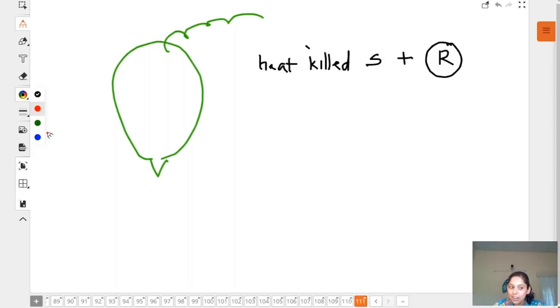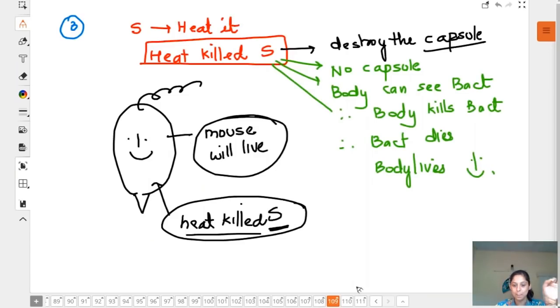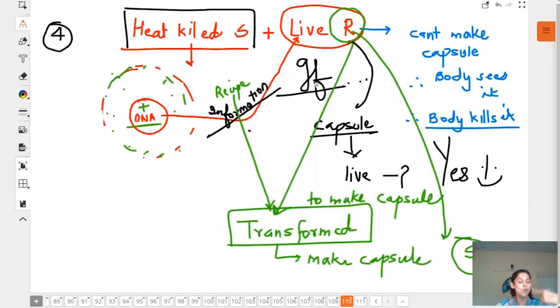Is that clear? So let's quickly revise it. Fast. Let's start with the first one. First one, you give mouse R strain, mouse lives. S strain, mouse dies. Heat killed S, capsule gone, mouse will live. Heat killed S plus R, R is getting transformed, R is receiving information, R is becoming smart, R is making capsule, and the mouse dies.